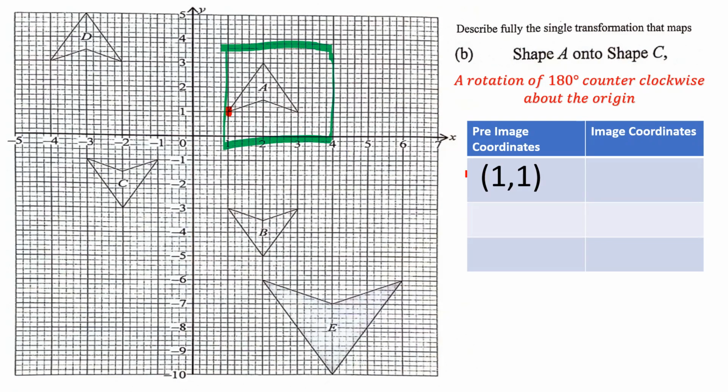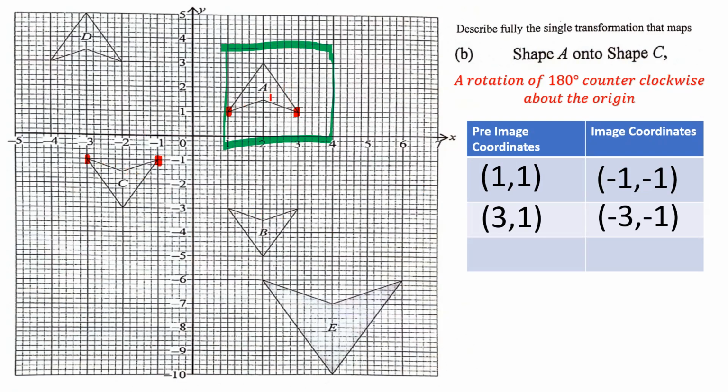Now, if you look at the image, which is C, this is the point (-1, -1). So we see a transformation was applied to this one. Now let's go to another point. We have the point (3, 1). This point right here is (3, 1), and if we look here, this point is (-3, -1).